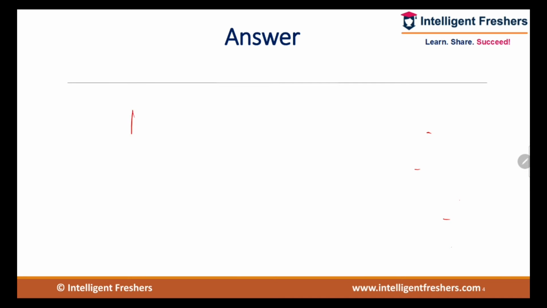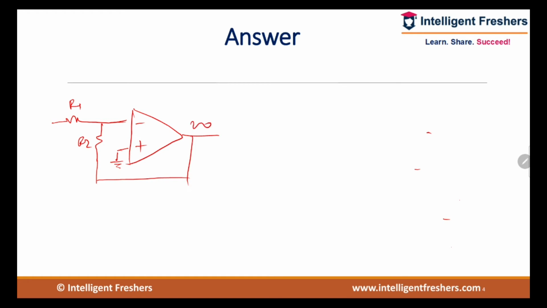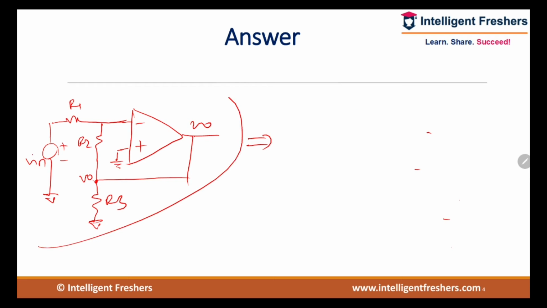So in the given circuit, let us sketch the negative and positive terminals. This is R1, R2. This is connected to ground. This is V0. This is R3. This is Vin. Now this is V0. There is no resistor from this V0 to this point. So this is V0. Let us rearrange this.